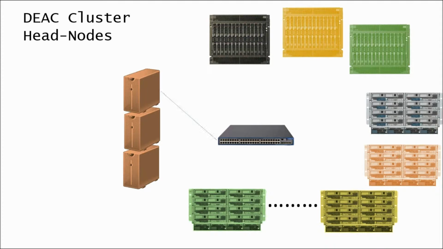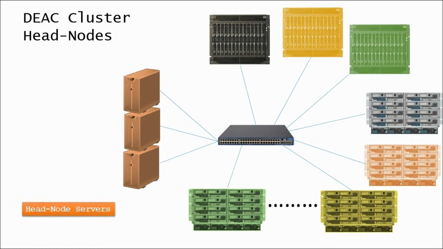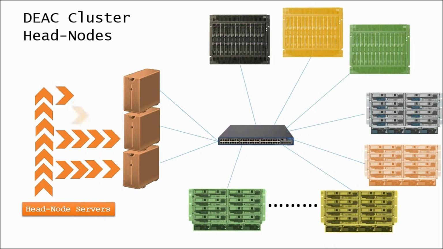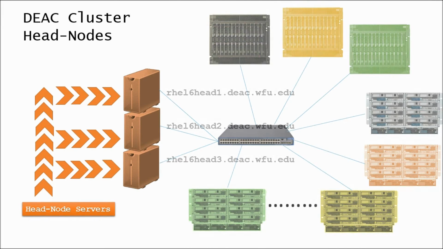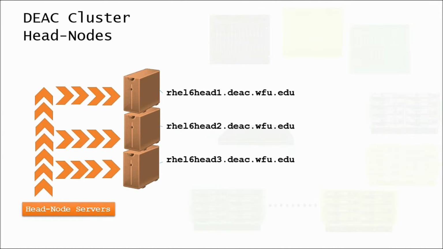In this diagram, you have a representation of a high-level topology of the DEAC cluster. As you can see, it consists of 3 head nodes, and the purpose of those 3 head nodes, as mentioned before, is to alleviate the user connectivity load to the cluster. It also provides more than one head node to test programs before submitting any of the jobs to the cluster.